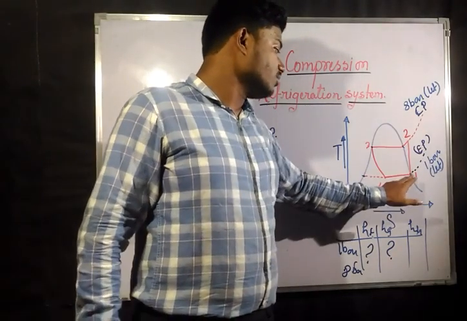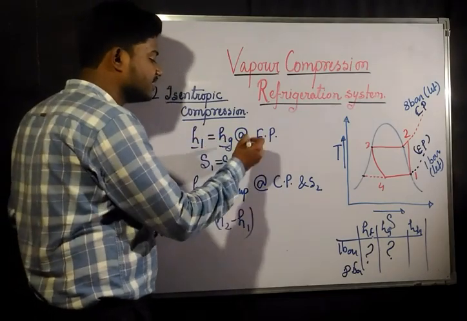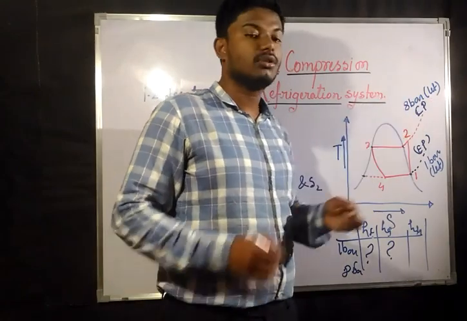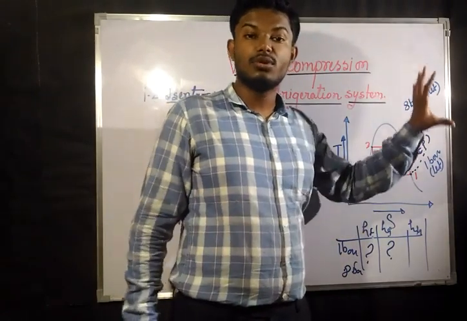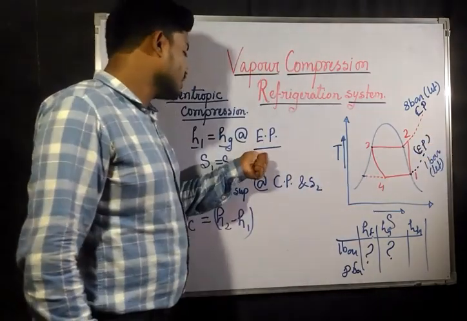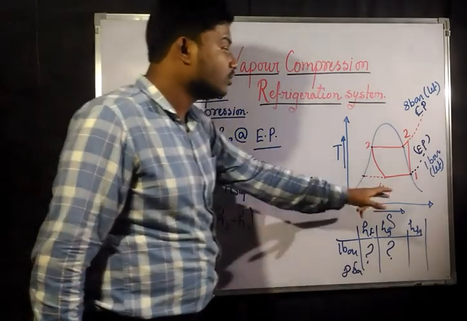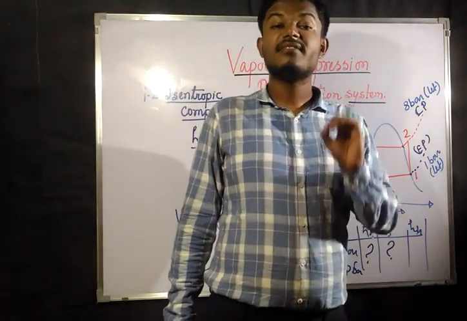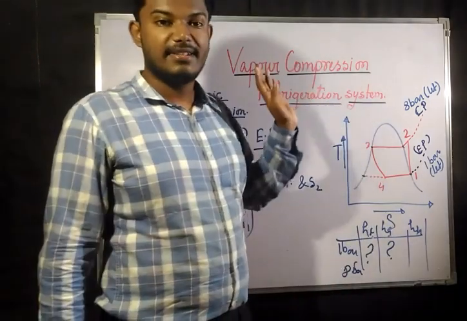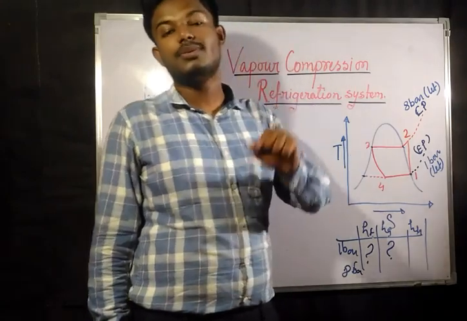Now from 1 to 2, finding point 1 is very easy, because H1 is nothing but the Hg value at EP. EP means evaporator pressure. This is the evaporator pressure and this is the condenser pressure. Both operate at constant pressure. H1 is nothing but the Hg value at evaporator pressure. Now 1 to 2 is a reversible adiabatic process. Reversible adiabatic process means it is an isentropic process. That means the entropy at point 1 and the entropy at point 2 are the same.